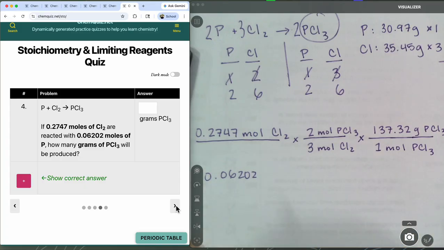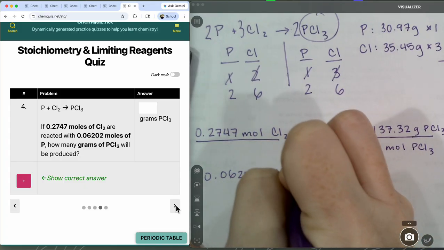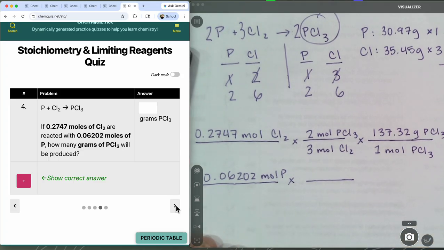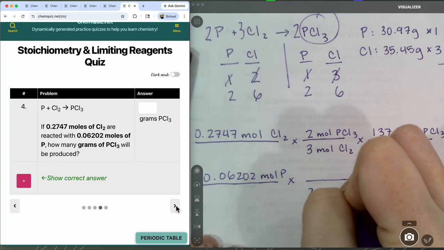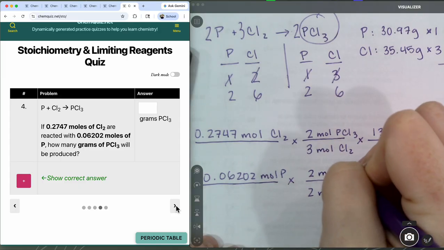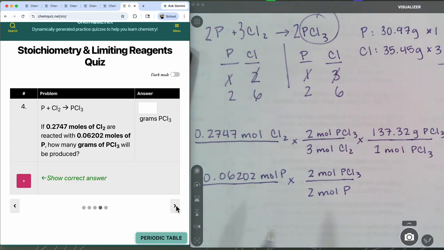0.06202 moles of phosphorus. And the equation says that if we have 2 moles of phosphorus, then we'll have 2 moles of PCl3. Okay. Now, could this just be a 1-to-1 ratio? Yeah. And could we just then have skipped it? Yeah. Here's the thing, mathematically, yes, but as far as communicating with chemistry, no. So writing this is important. This is telling your audience, I'm converting moles into this product, PCl3.